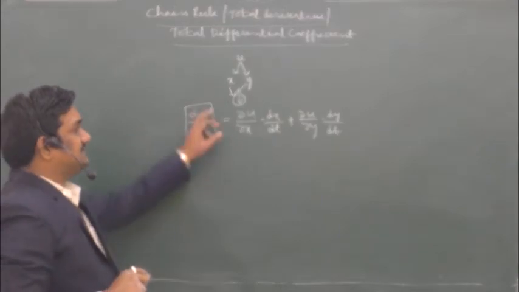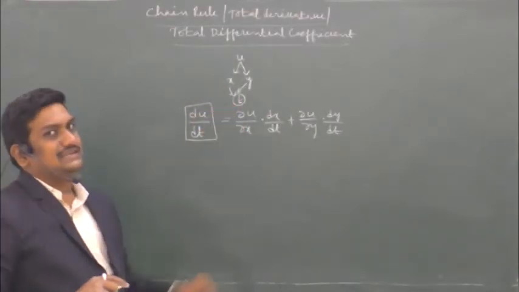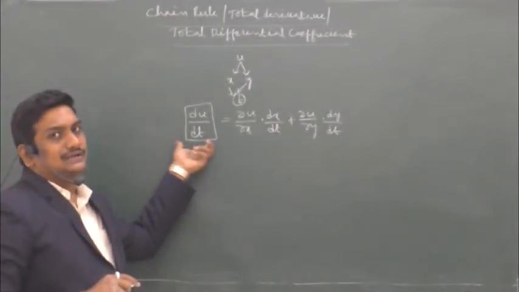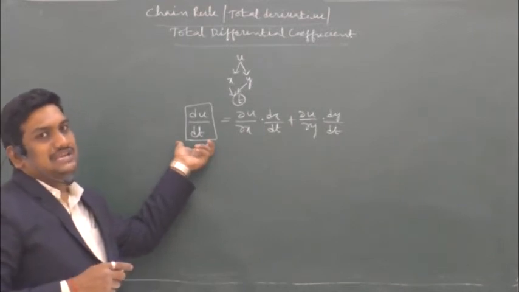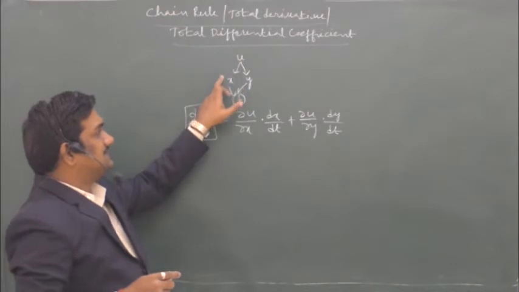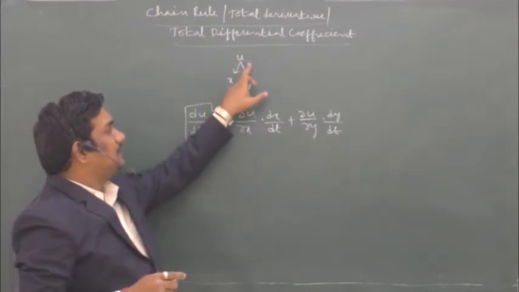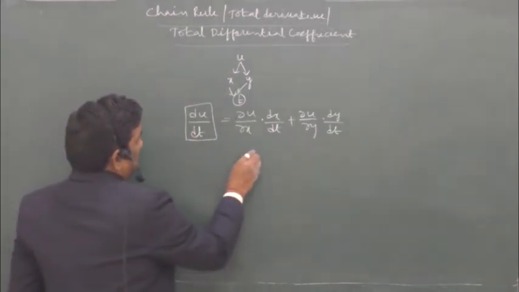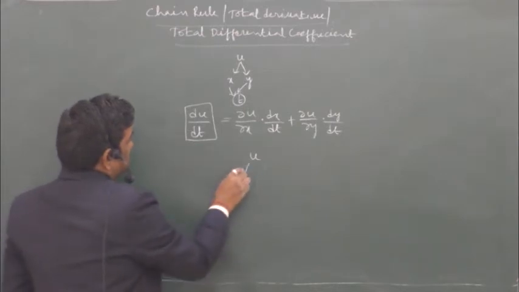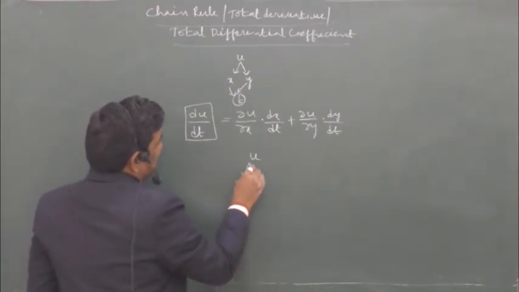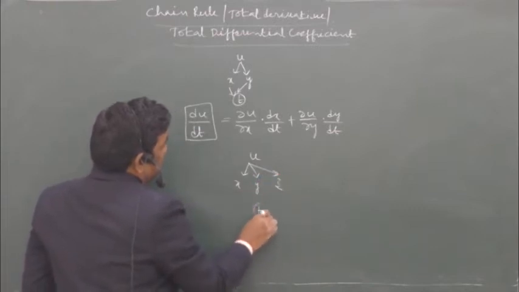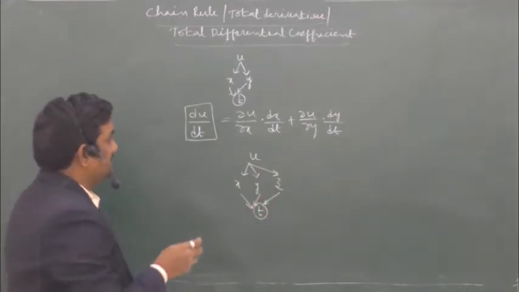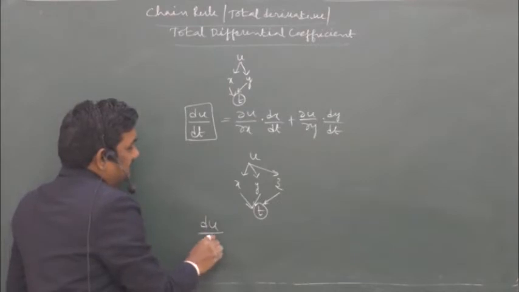If u is a function of x and y, where x is a function of t and y is also a function of t, then finding the ordinary derivative du by dt is called the total derivative. So we will apply the chain rule here, and it equals dou u by dou x into dx by dt plus dou u by dou y into dy by dt. This can be extended to 3 variables also. Suppose u is a function of x, y and z, where each is a function of t. x is a function of t, y is a function of t, and z is also a function of t. Then you can write du by dt.